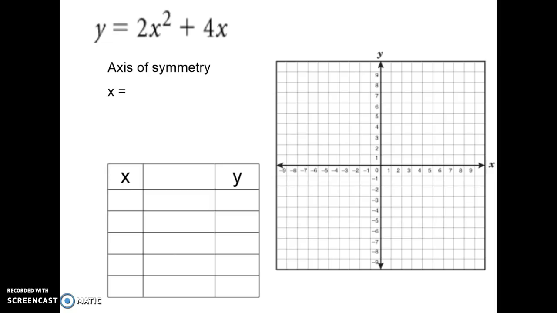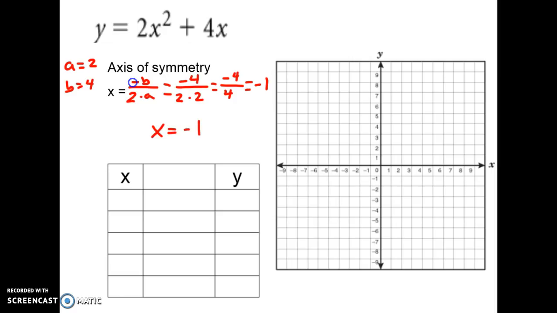So just as a quick reminder, the axis of symmetry would be x equals the opposite of b over 2 times a, right? So we're going to take the equation y equals 2x squared plus 4x, and so this would mean that a is 2 and b is 4. So now we can plug this in to this formula. So opposite of b, so opposite of 4 would be negative 4 divided by 2 times our a, which is 2. So this would be a negative 4 over 4, which would be negative 1. So our axis of symmetry would be at x equals negative 1.